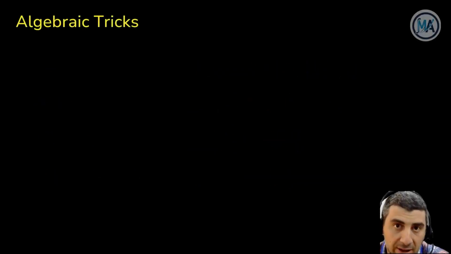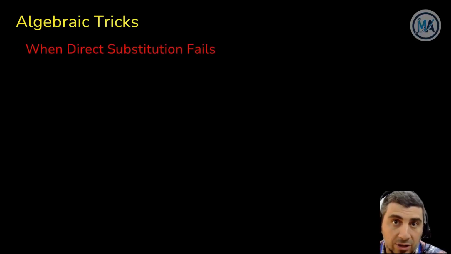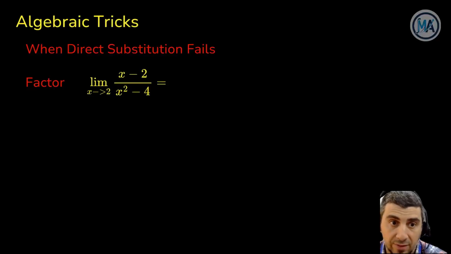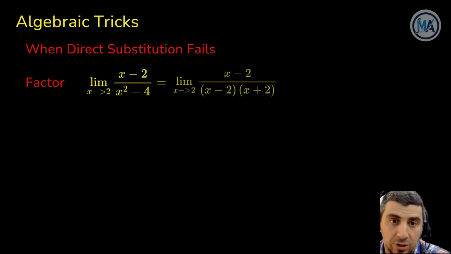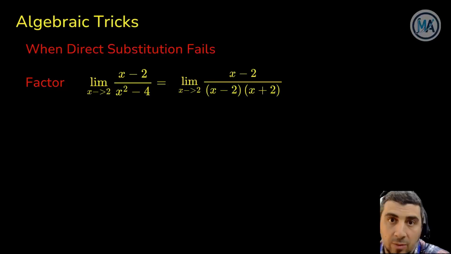Now let's talk a little bit about some algebraic tricks for evaluating limits. When direct substitution fails, there are three primary methods or approaches that you can use. The first one is to factor it. So for example, if we have the limit as x approaches 2 of this rational function, you will get 0 over 0 with direct substitution. So if you factor the denominator and cancel out common factors, then you can evaluate the limit.